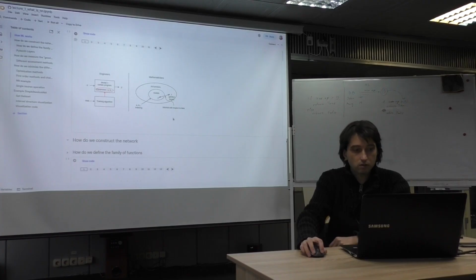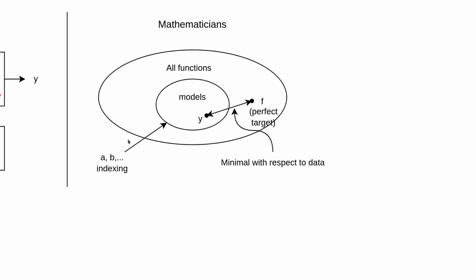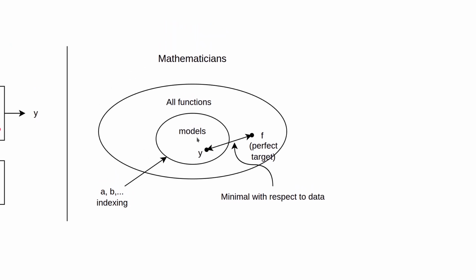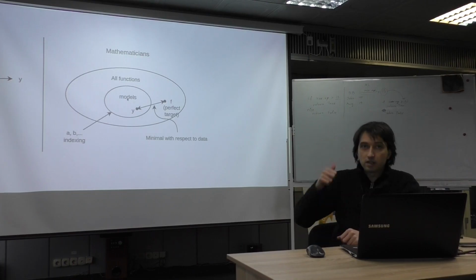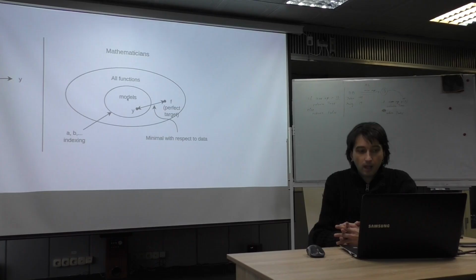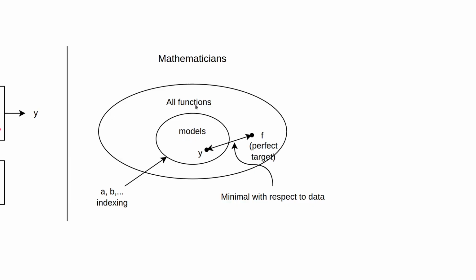Of course, you cannot search in the whole space of all possible functions. The space is too large. But you can create some models. So you take some families of functions. These functions are basically indexed by certain parameters that correspond to the parameters in the engineering point of view. And you are wandering around this space, searching for the function that matches best to your target function.